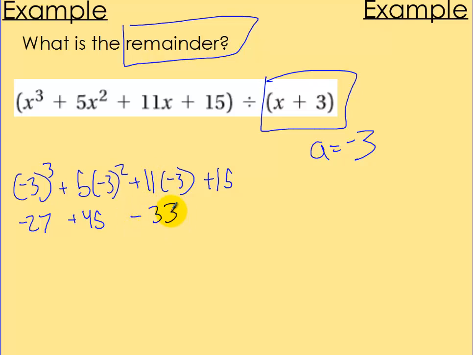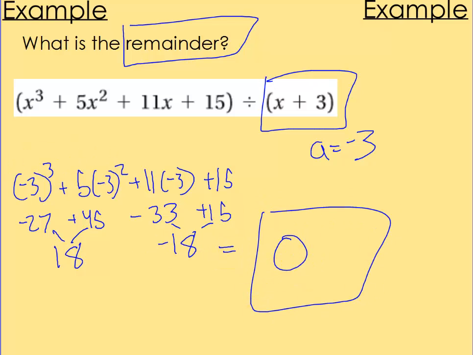And that'll be negative 33 and plus 15. Going to combine these two first since they're opposites. Negative 27 plus 45 is going to be 18. These two combine to 18. And these two here, I'm going to combine those. That's going to combine to negative 18. Negative 33 plus 15. So then I got 18 minus 18. That's going to be 0. So the remainder is 0. That's it.